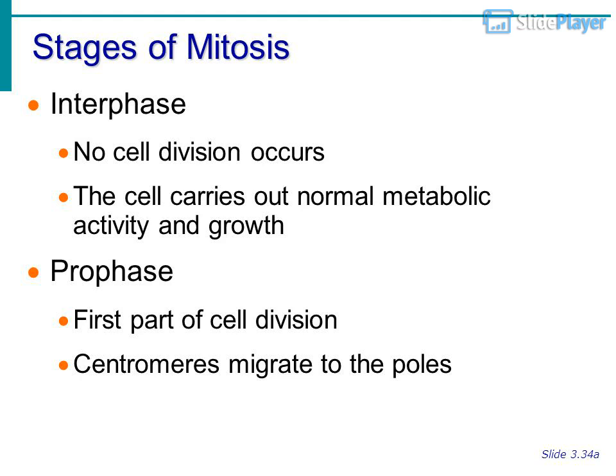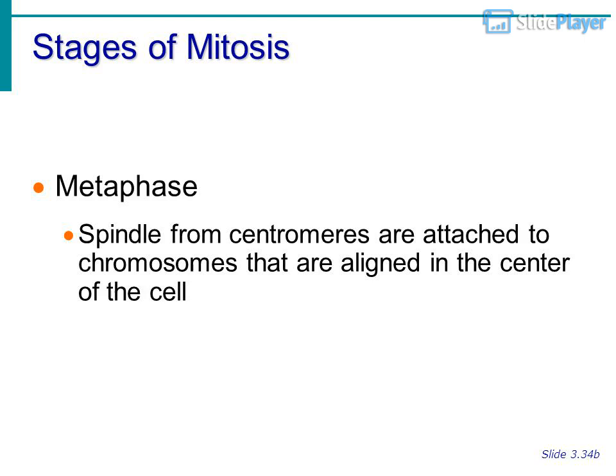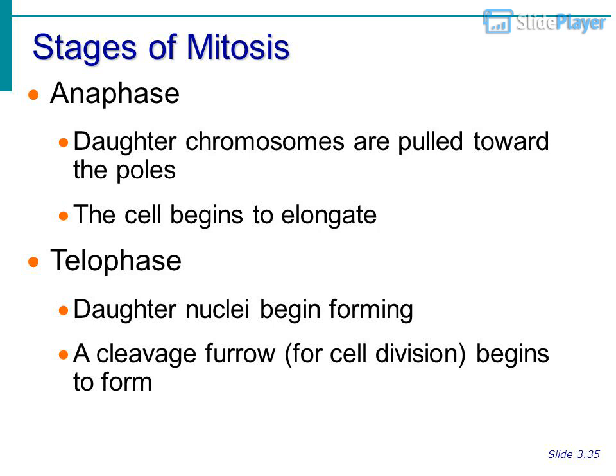Interphase. No cell division occurs. The cell carries out normal metabolic activity and growth. Prophase. First part of cell division. Centromeres migrate to the poles. Slide 3.34a. Stages of mitosis. Metaphase. Spindle from centromeres are attached to chromosomes that are aligned in the center of the cell. Slide 3.34b. Stages of mitosis.